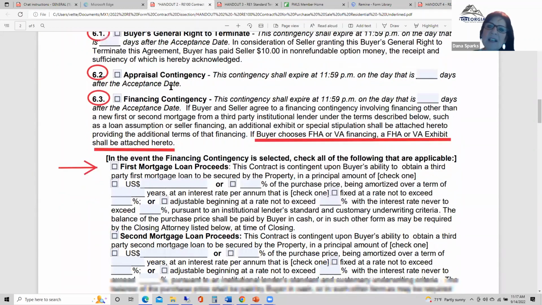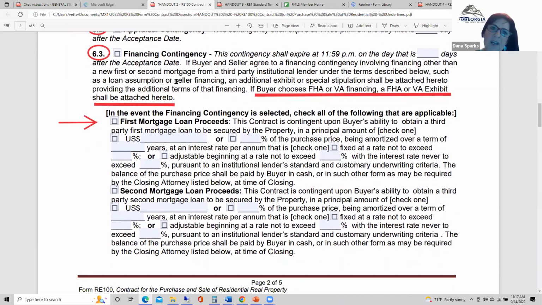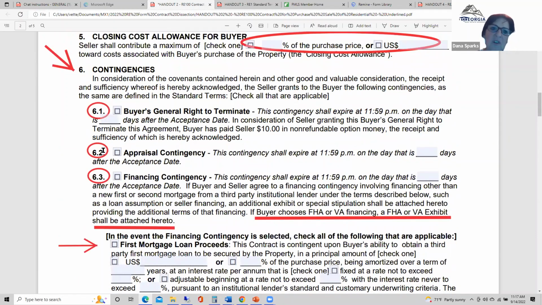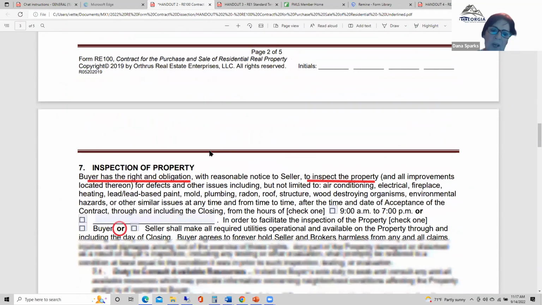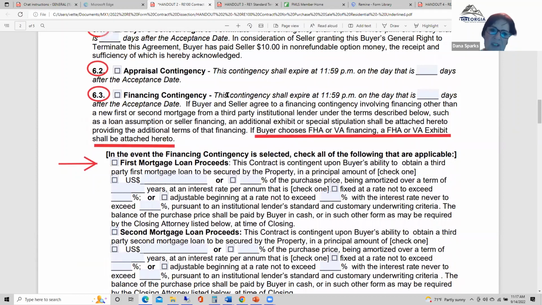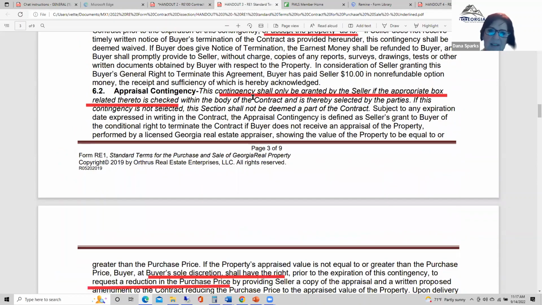Let me answer your question by talking about a conventional loan first. If the buyer is getting a conventional loan, all you fill out is this information. You fill out the financing contingency, and you fill out this information here. If the property does not appraise, an appraisal contingency is a completely separate issue from a financing contingency. In the standard terms, it says if it doesn't appraise on a conventional loan, the buyer does have the right to terminate the contract.